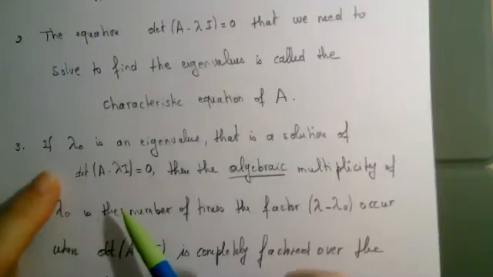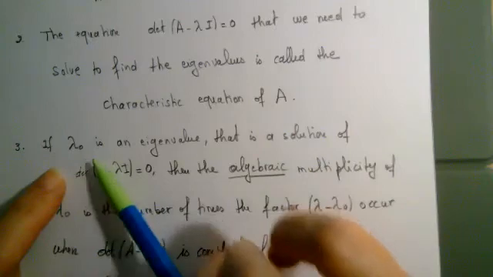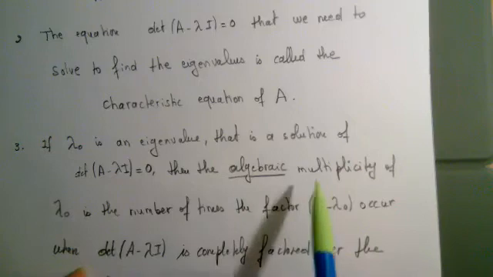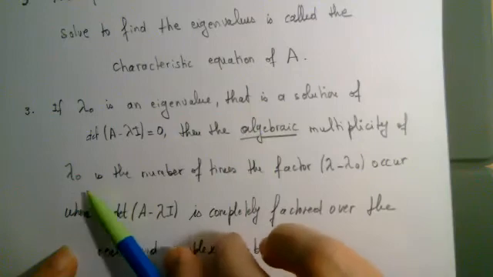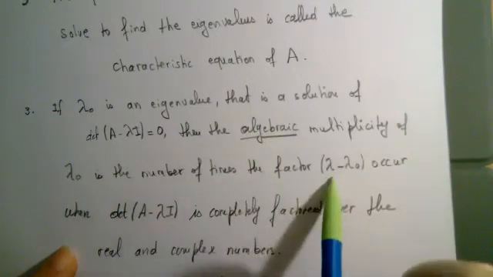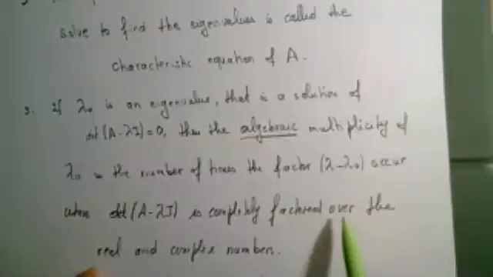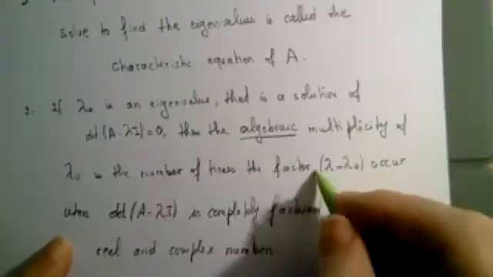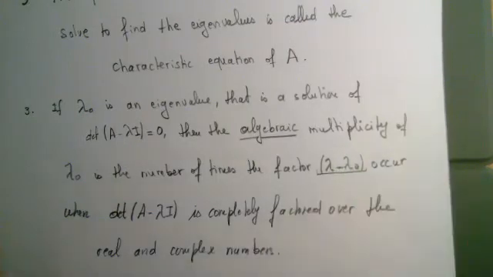Another terminology. Suppose we solve this equation and we find an eigenvalue. Let me call it lambda 0. So lambda 0 is an eigenvalue, that is a solution of determinant equals 0. Then the algebraic multiplicity of lambda 0 is the number of times the factor lambda minus lambda 0 occurs when the determinant is completely factored over the real and complex numbers. So the algebraic multiplicity means, when we factor the determinant, how many times the factor lambda minus lambda 0 occurs.